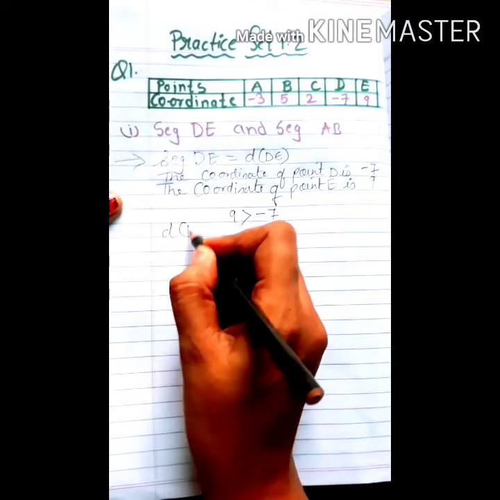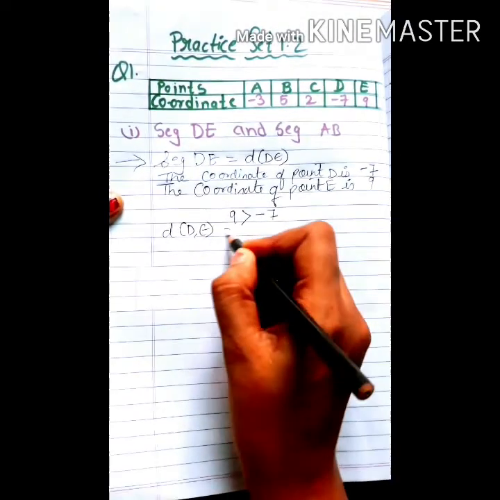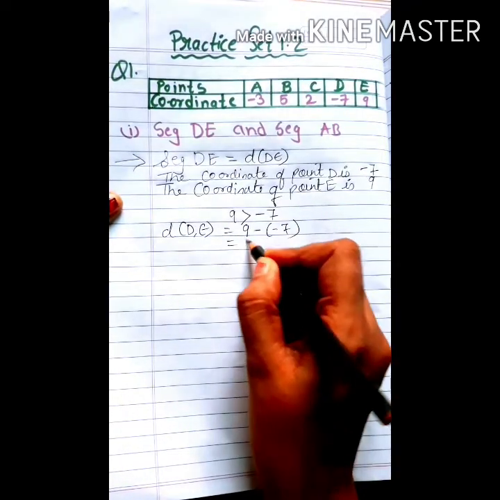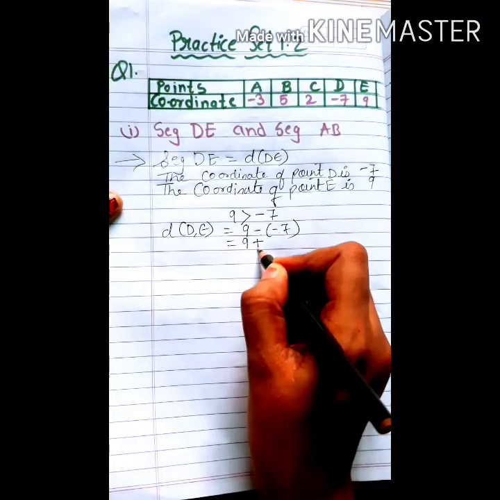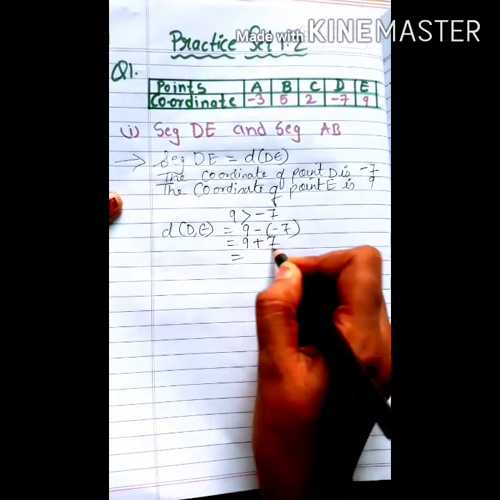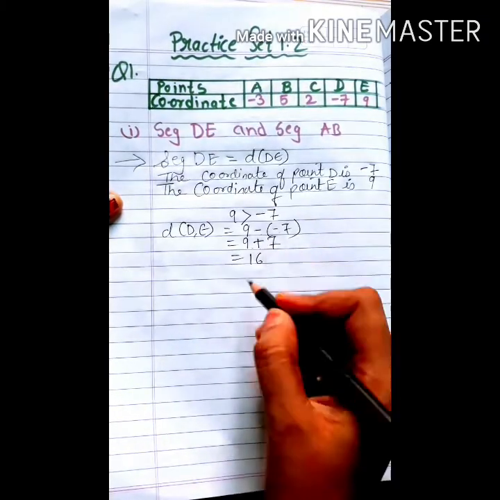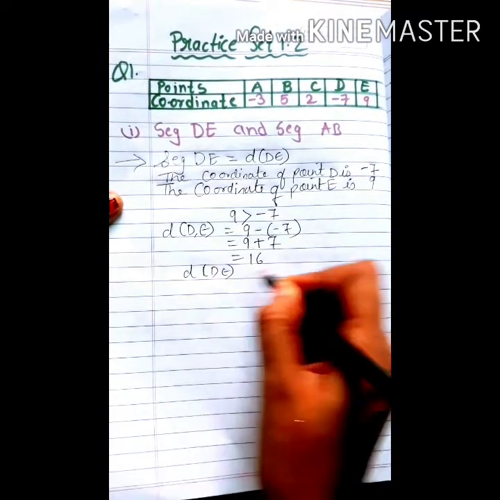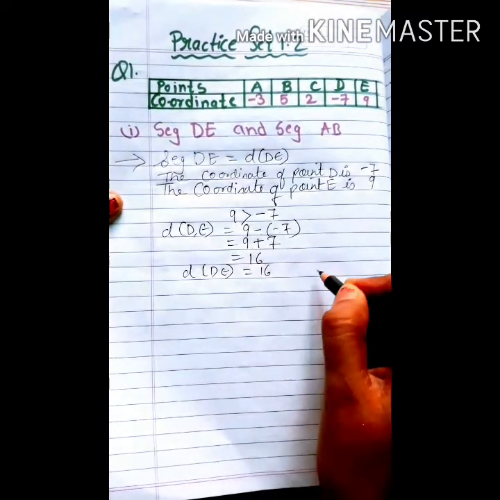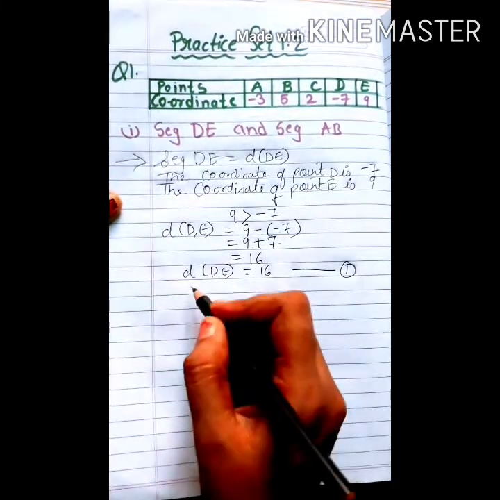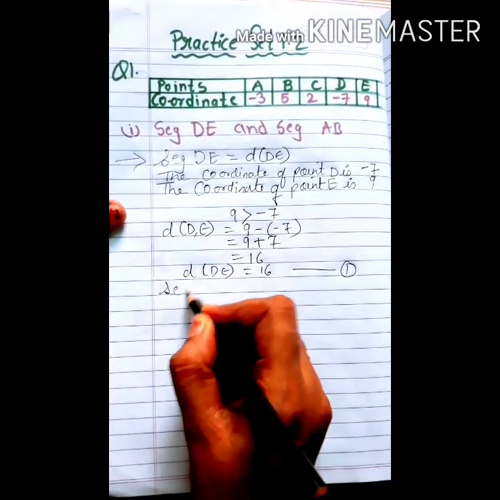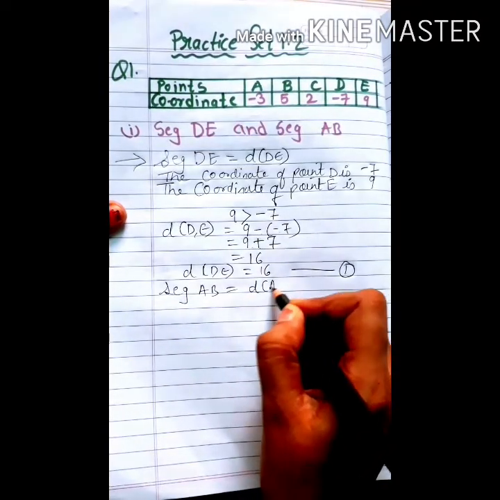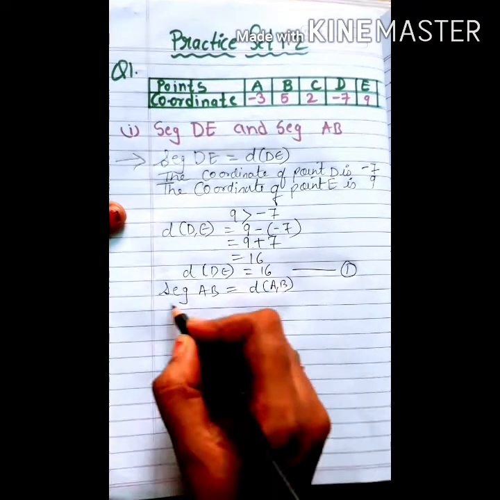So distance of DE equals 9 minus -7. So minus minus becomes plus 7. 9 plus 7 is 16. So our distance of DE equals 16. First. In the same way we will do segment AB, equal to the distance between A and B.